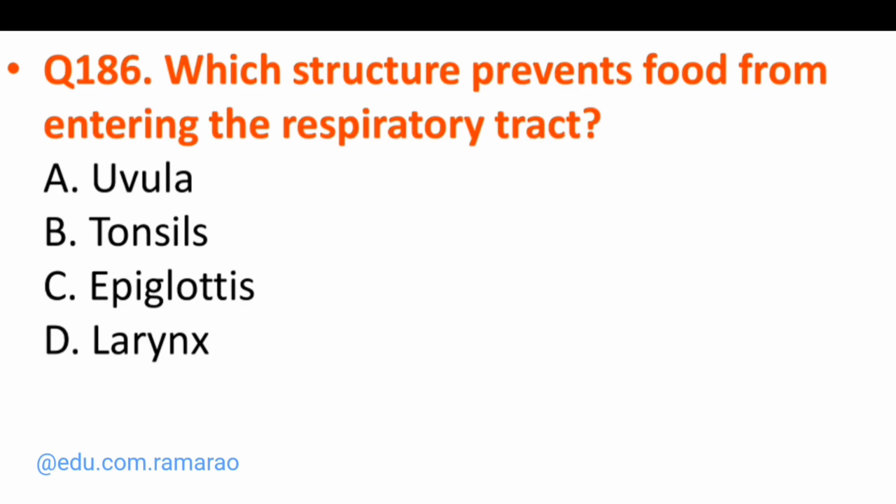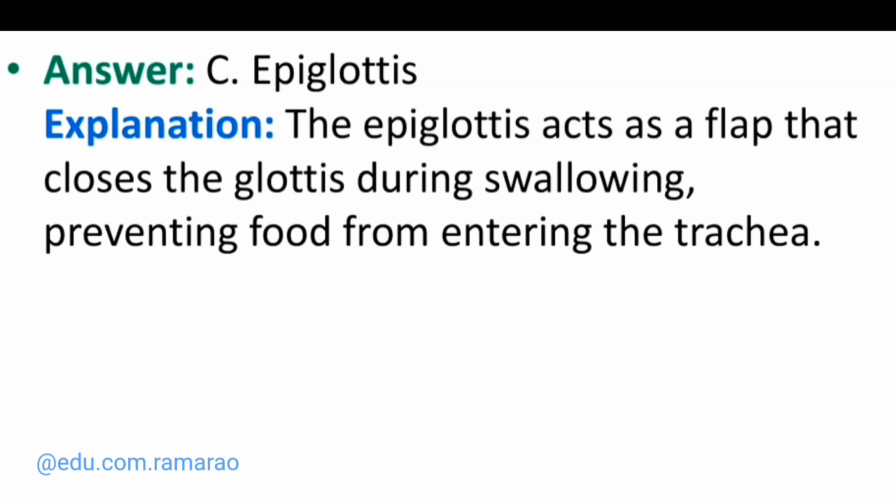Which structure prevents food from entering the respiratory tract? Option A uvula, option B tonsils, option C epiglottis, option D larynx. The correct answer is option C, epiglottis. The epiglottis acts as a flap that closes the glottis during swallowing, preventing food from entering the trachea. Next question.